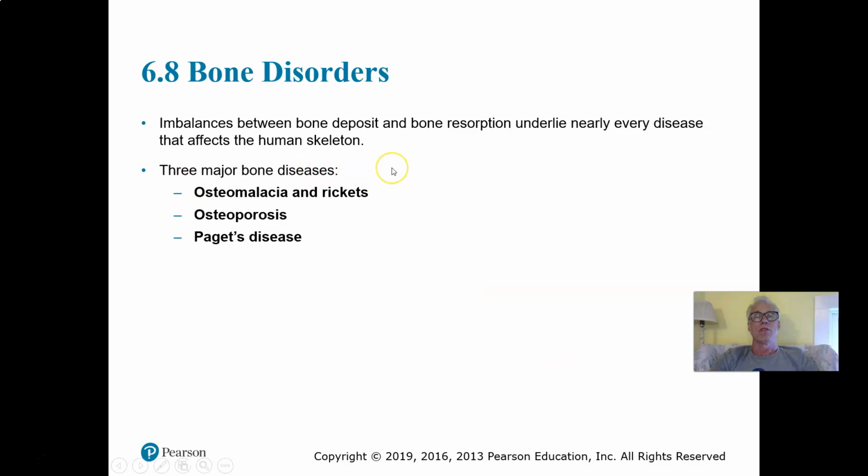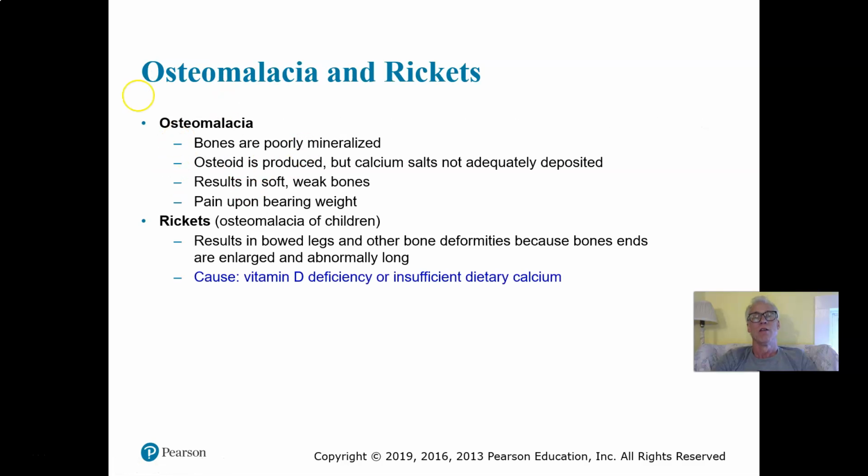A couple of homeostatic imbalances associated with bones. And here's the name of a couple of things we'll talk about right now in succession. We'll start with osteomalacia and rickets. They're essentially the same thing. Rickets is what it's called when this condition presents in childhood, osteomalacia in adults.